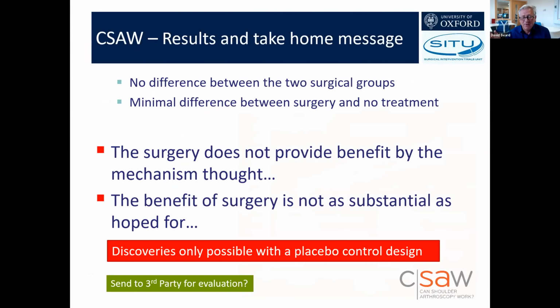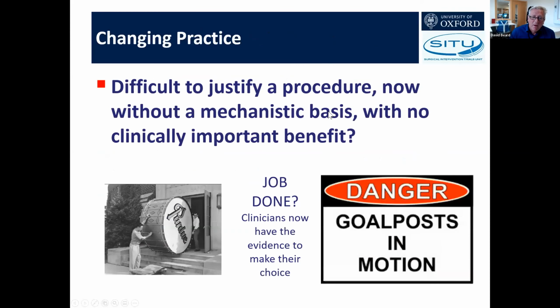So the take-home message of this, there's no difference between it. The surgery does not provide the benefit by the mechanism we thought, and the benefit was not as substantial as we'd hoped for. So you can send that off to a third party, blinded. I've done that before with studies, and it works well. So you're not interpreting it yourself, but you get to a conclusion. So with CSAW, it's difficult to justify a procedure now without a mechanistic basis, with no clinically important benefit. So where does that leave us?